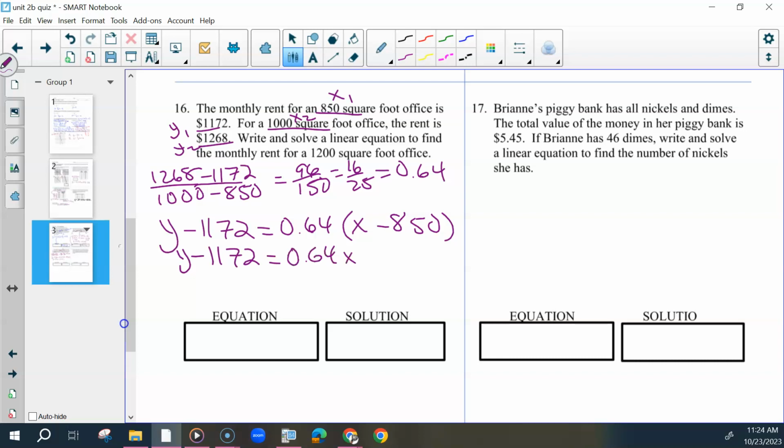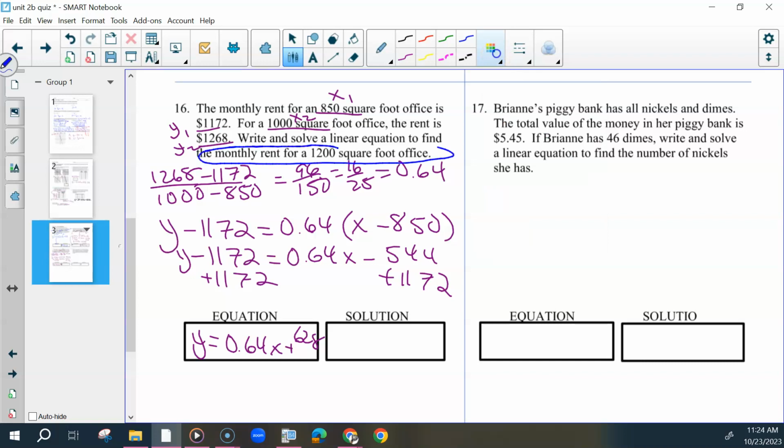Someone multiply this, how many do you get? And then if I add this, we should get y equals 0.64x plus 628. So that would have been your equation at the end. However, that only answers half of the question. You still have to go back and find how much the rent would be for a 1,200 square foot office.